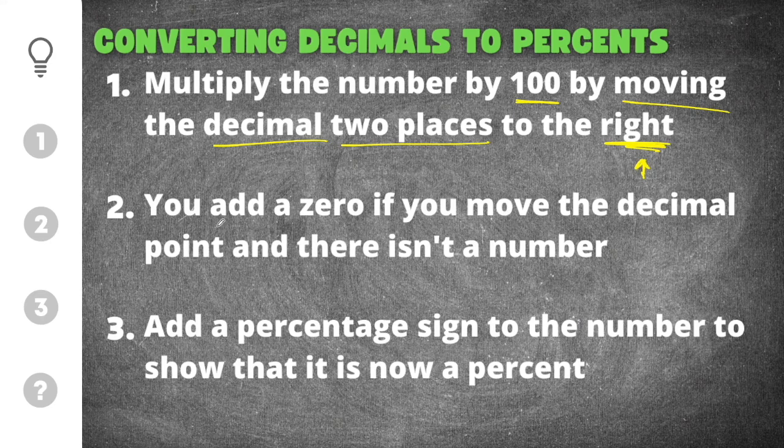If you move the decimal point to the right and you don't have a number, you will add a 0 if there isn't a number there. And then finally, you will add your percentage sign, which looks like this, to the number to show that it is now a percent and your decimal has been converted to a percent.